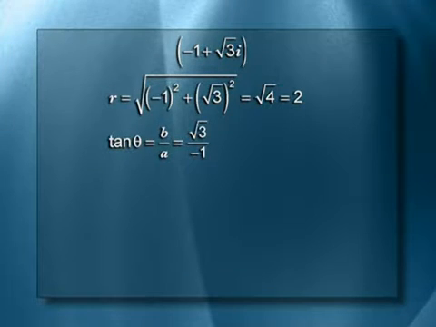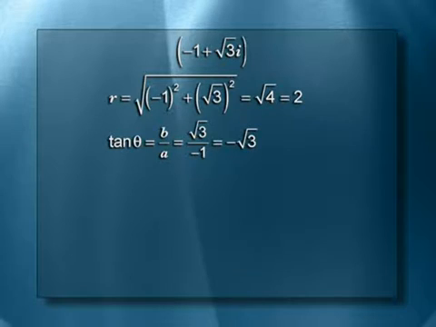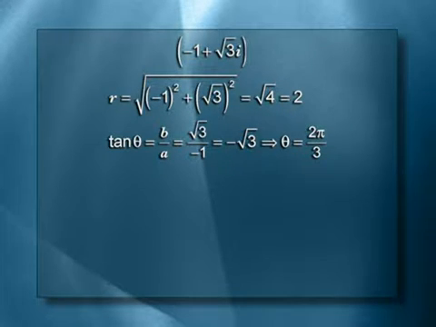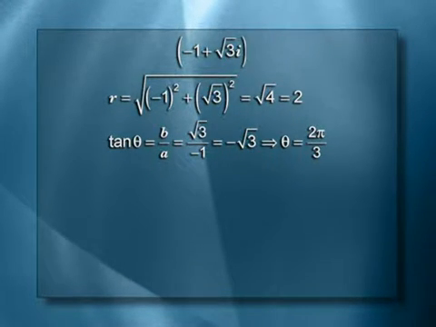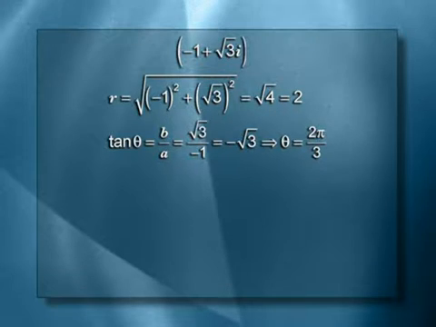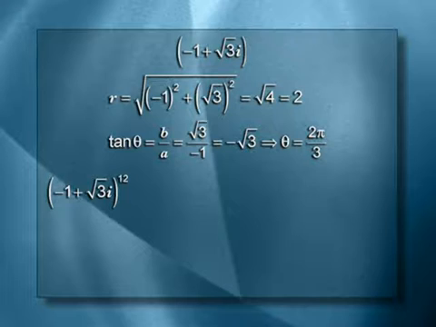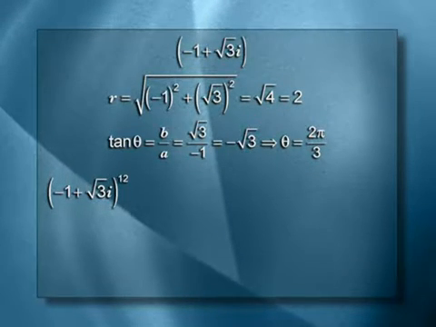Well, tangent theta is b over a, square root of 3 over minus 1, or minus the square root of 3. Well, where's this complex number located? Because it's minus 1 plus square root of 3 i, it's in the second quadrant, isn't it? So the angle theta will be 2 pi over 3. Tangent of 2 pi over 3 equals minus square root of 3. That's one of our old trig skills coming back to haunt us today. All right, let's take this complex number now to the 12th power.